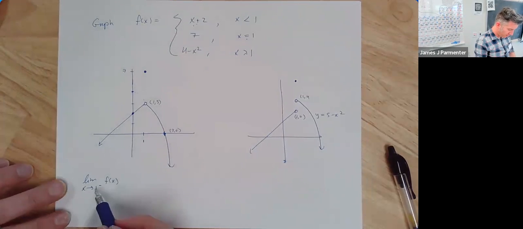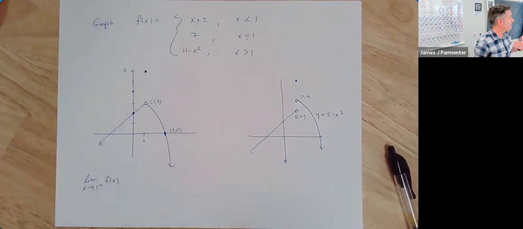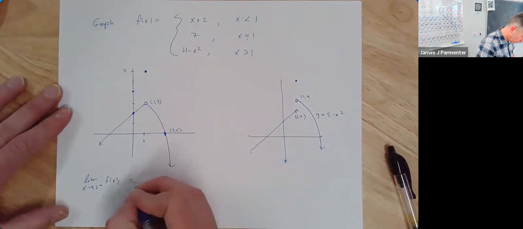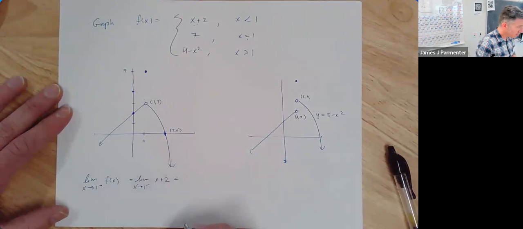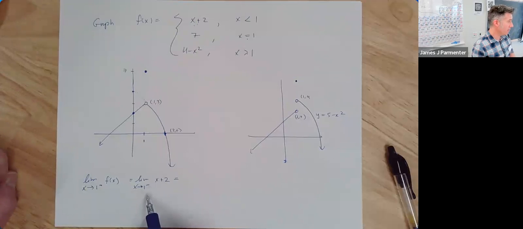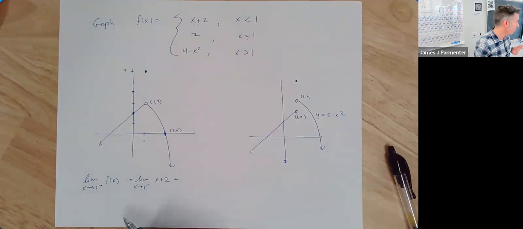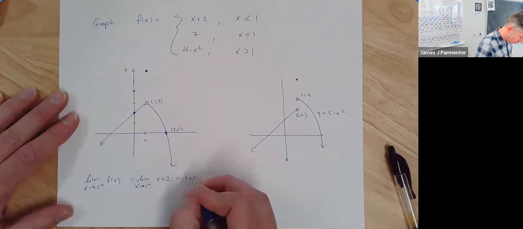If we're approaching 1 from the left, we are less than 1. So we're going to do the limit as x approaches 1 from the left of x plus 2, which is going to be, careful, that's not a negative 1. That is a number that is slightly smaller than 1. We're approaching positive 1 from the left-hand side. And that's going to be 1 plus 2, which is 3.